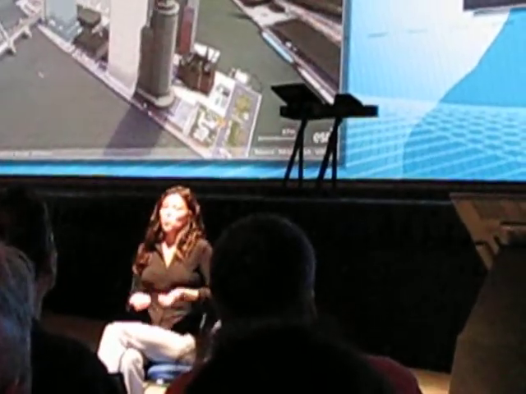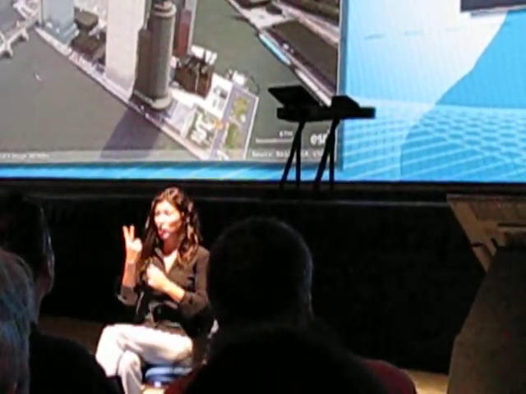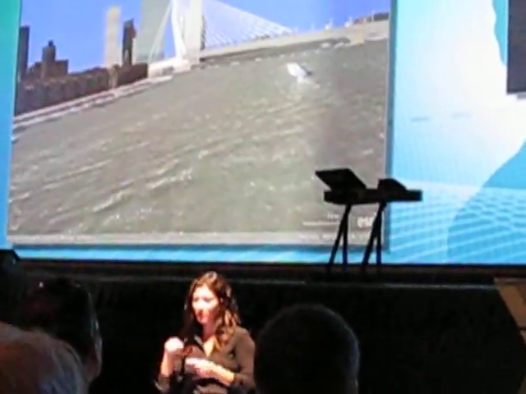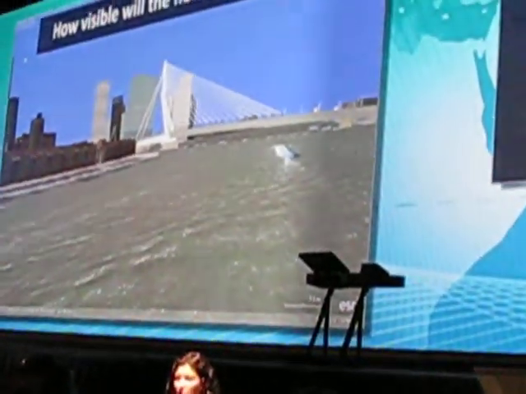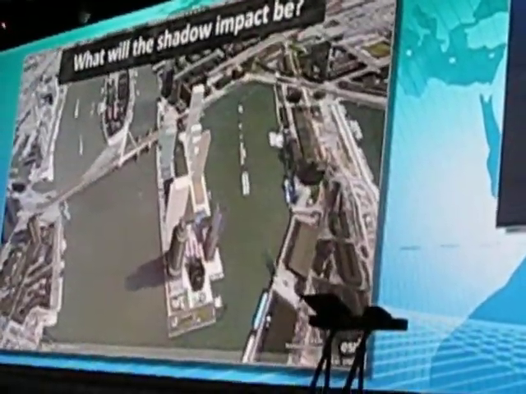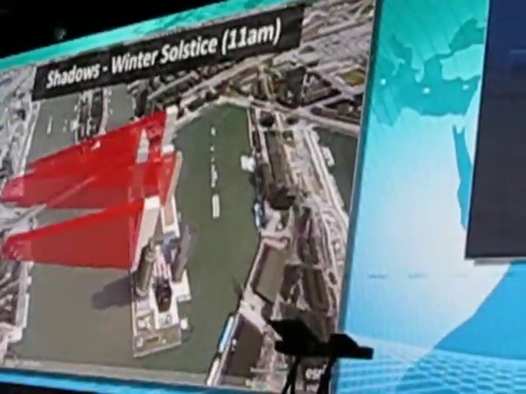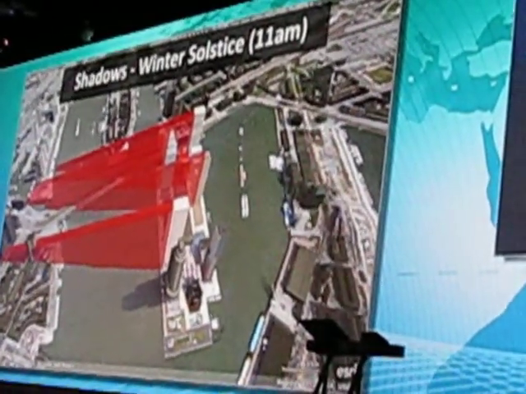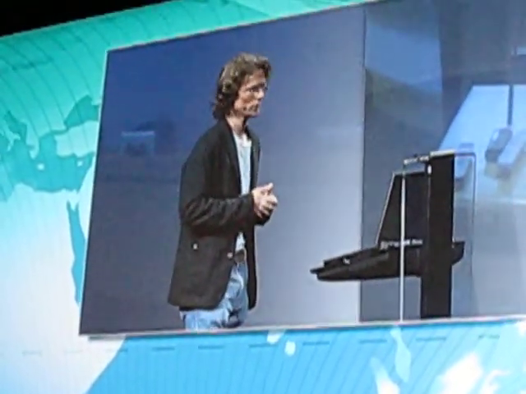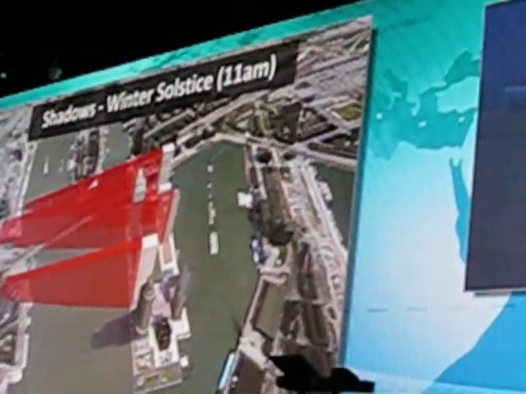on blogs and forums. And the two most common asked questions were, how visible are these buildings going to be from various locations around the city? And the second question was, what will the impact be? And more in particular, what will the shadow impact be of this new development? Now let's go over to Nathan, and he's going to show you how the new 3D capabilities of ArcGIS 10 can help answer these questions.